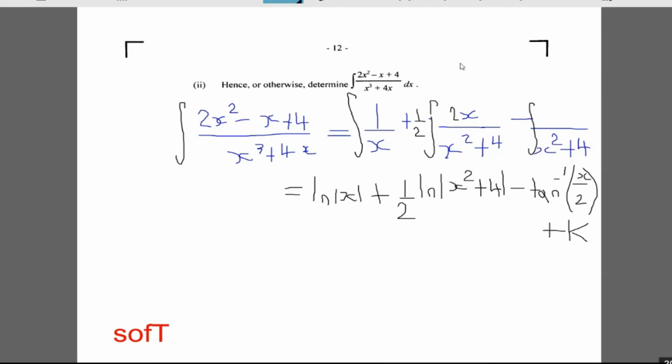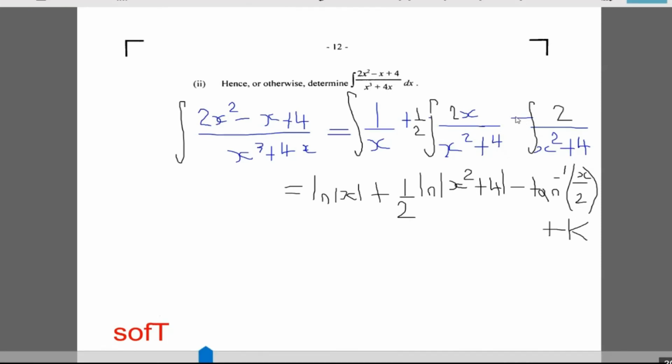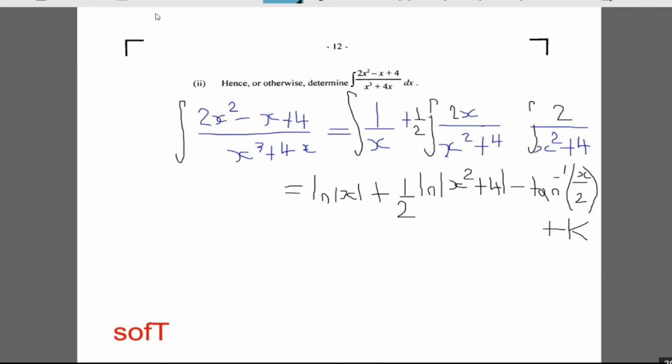I'm so happy we checked it. So in order to get the 2 in the numerator, we put a 2 in the numerator and multiply it by half. Very good to check your answer. So minus a half, and now you get a half tan inverse x over 2. So my bad right there. All right, so that is very good.